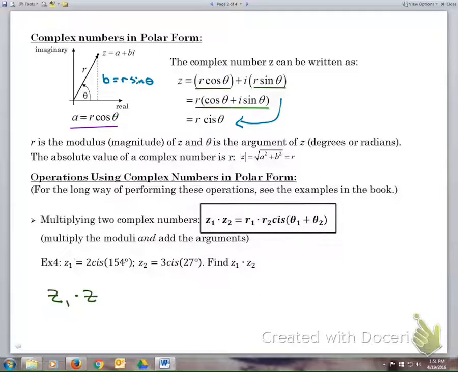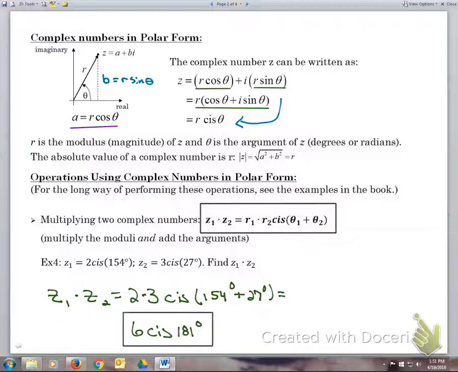So when I multiply polar coordinate complex numbers together, I multiply the r's together, but I add the thetas. So this is simple here. When I'm multiplying z1 times z2, I'm just going to multiply the 3 and the 2 together. And then I'm going to add the 154 plus the 27. And that is them multiplied together.